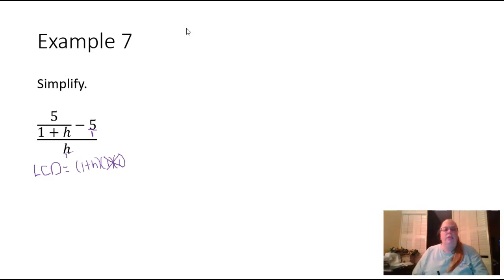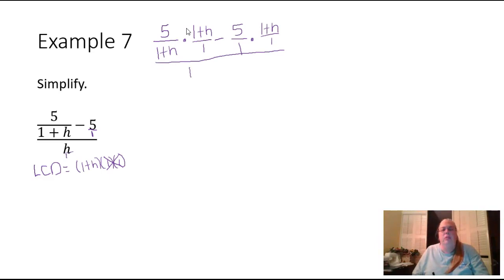All right, now what I'm going to do is take each of these fractions individually and multiply them by this least common denominator. So we have 5 divided by 1 plus h, which I'm going to multiply by the least common denominator, 1 plus h, and this is over 1. Then I've got minus, and my next fraction here is 5 over 1, which I am also going to multiply by the least common denominator, 1 plus h, and this is over 1. And then in the denominator of this fraction down here, we have the fraction h over 1, which also gets multiplied by the least common denominator, 1 plus h.